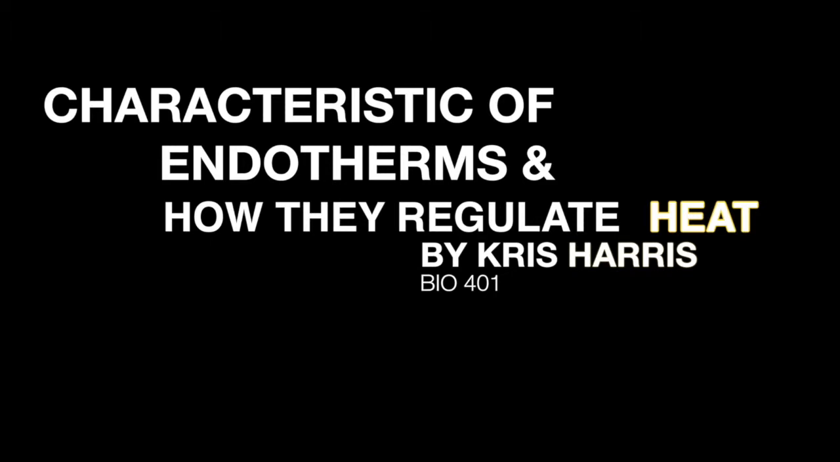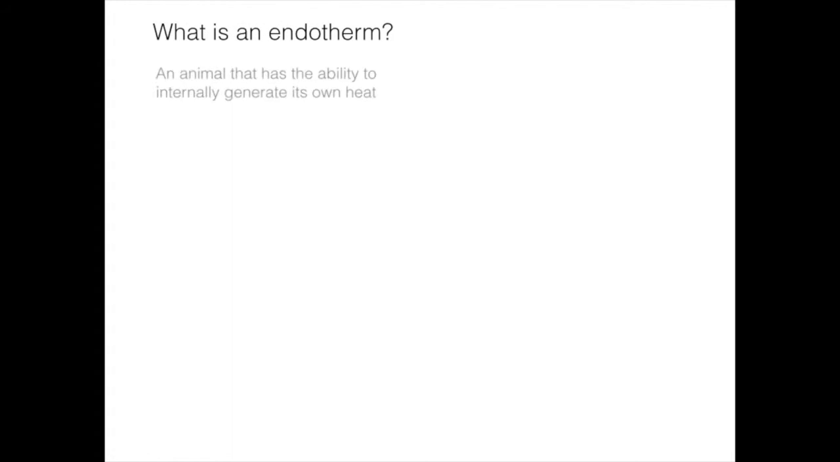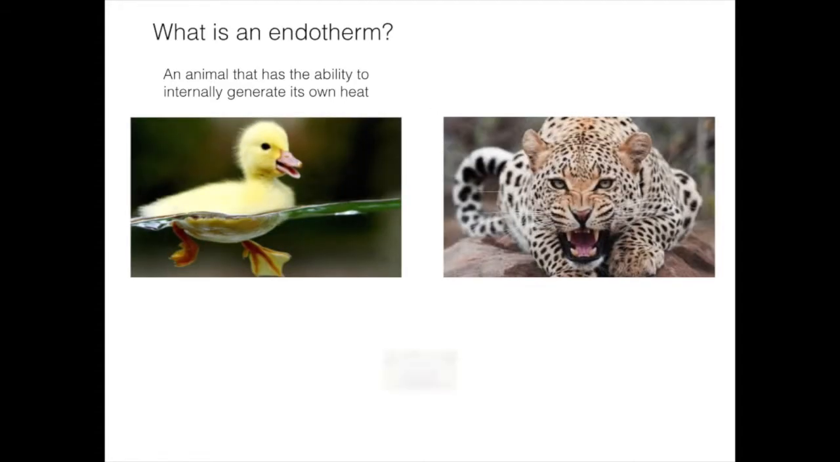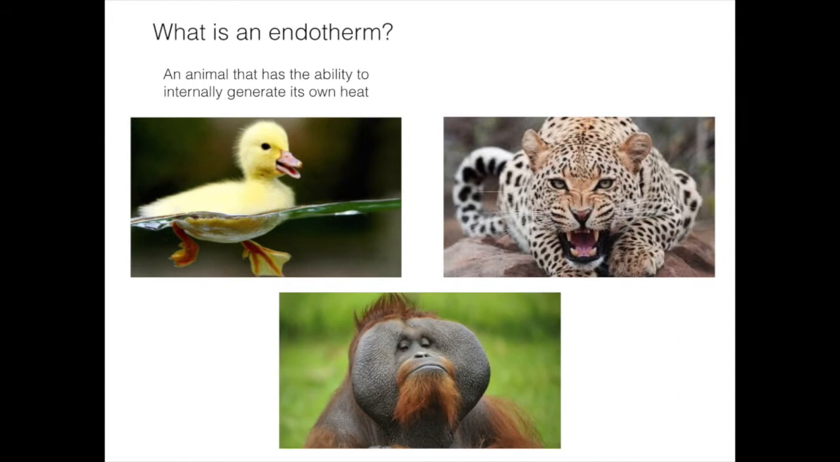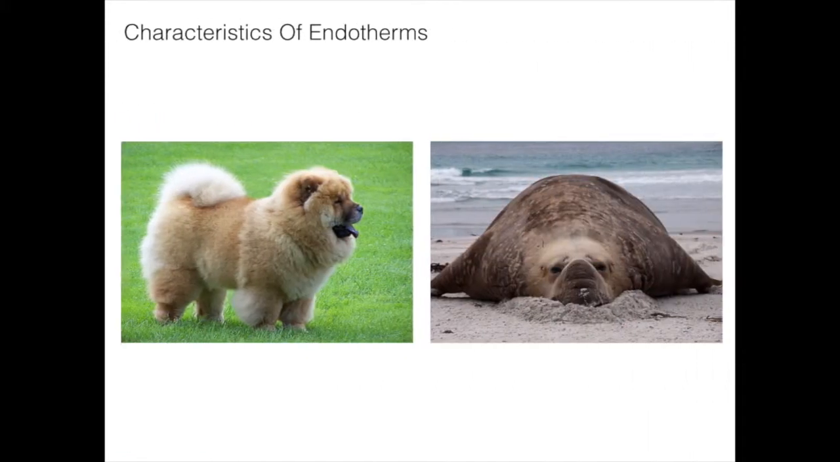So, the first thing you may be wondering is, well, what is an endotherm? Good question. An endotherm is an animal that can regulate its internal heat. Endotherms are also sometimes referred to as warm blooded animals, like this guy, and my favorite, this guy. And now that you know what an endotherm is, we can discuss their characteristics.